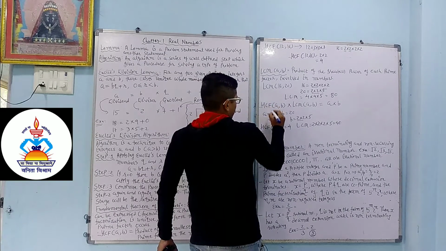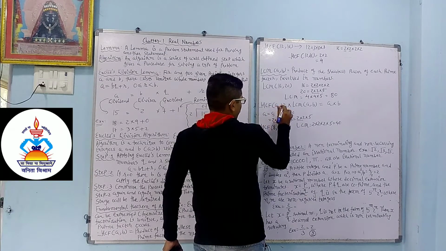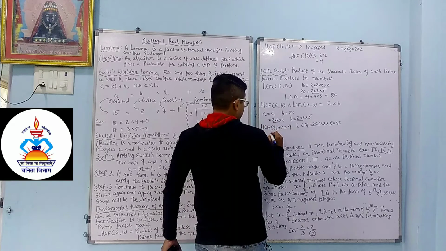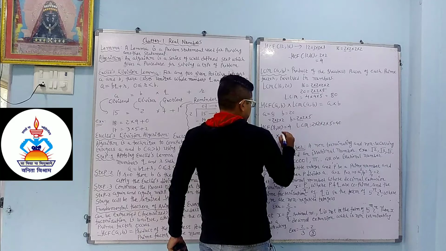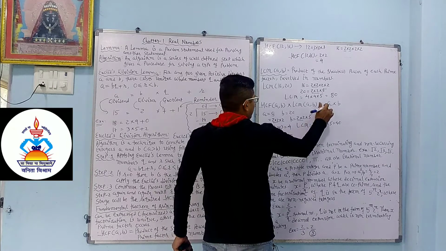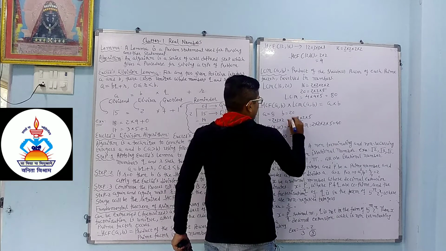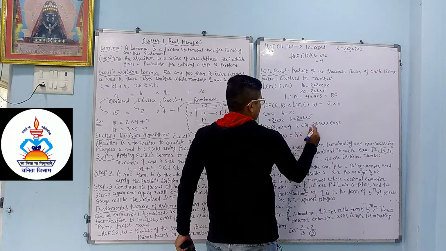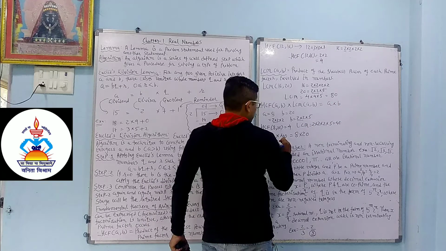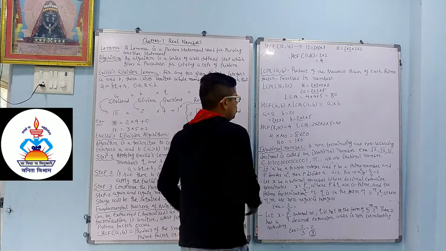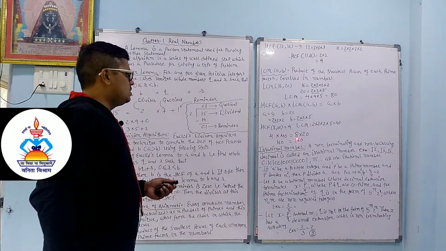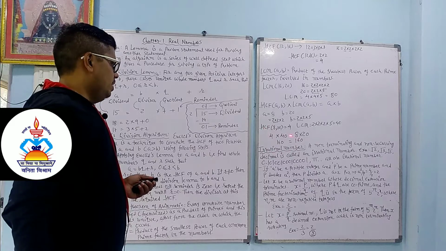So we are writing here HCF of A comma B. HCF we got here 4 into LCM of A comma B, that is 40. A we have 8, and B we have 20. So that is 160, and 20 into 8, that is also 160. So we can prove 160 equals 160, RHS equals LHS.